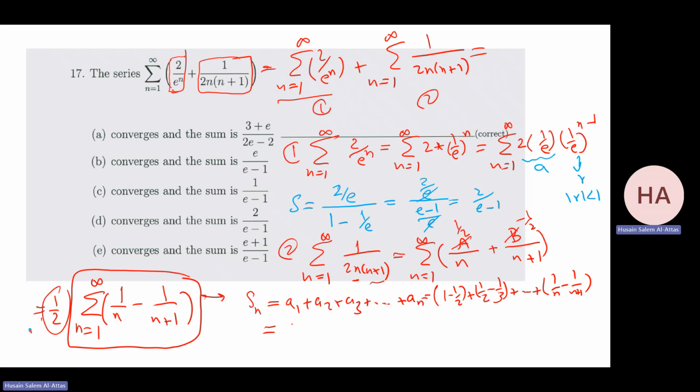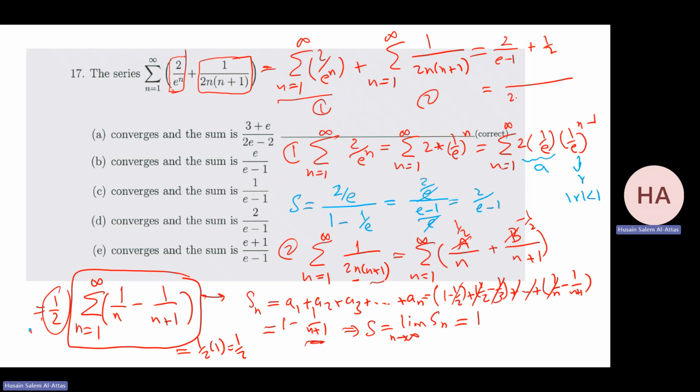So my Sn is what? This is cancelled. I have 1 minus 1 over n plus 1. So S will be the limit of Sn as n goes to infinity. This goes to 0, 1 over infinity is 0. That will be 1. So this one will be half times 1, which is half. So I have 2 over e minus 1 plus half.